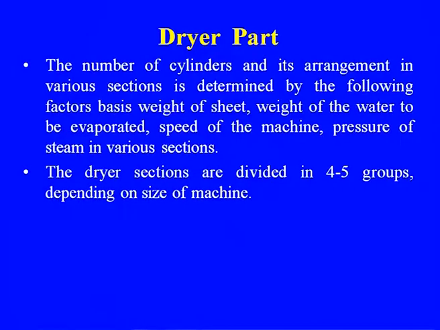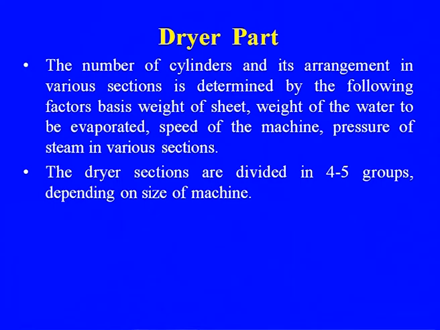The number of cylinders and its arrangement in various sections is determined by the following factors, which I told you: the basis weight of the sheet, because we call it the basis weight, which means the weight of 1 square meter of the paper, sometimes called the gram weight of the paper; the weight of the water to be evaporated; the speed of the machine; the pressure of the steam in various sections; and any fluctuation in the quality of the steam, which will also affect it.